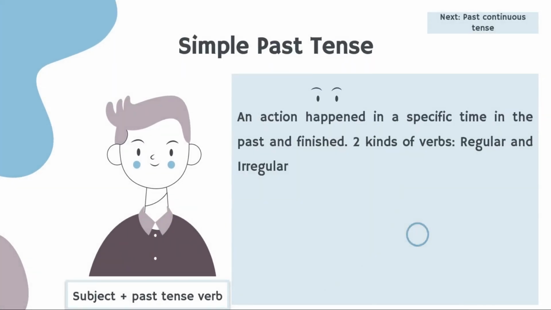The first is simple past tense. We use this to describe completed actions or events in the past. Actually, we have two kinds of past tense verbs, regular and irregular. Let's learn them in examples.